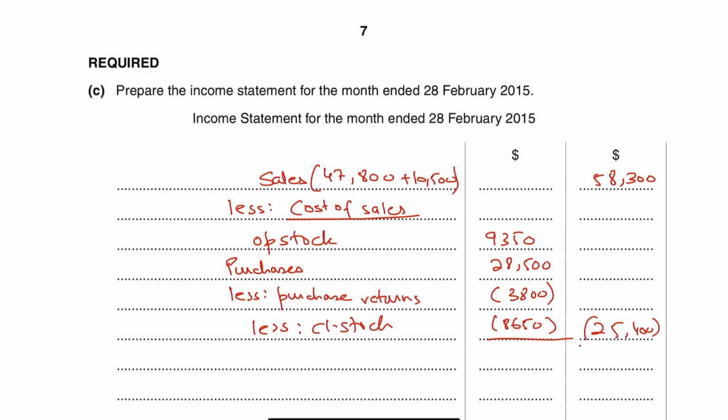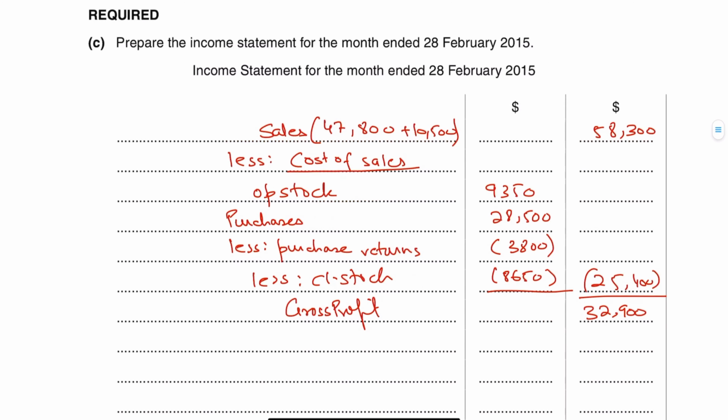25,400. Now when you deduct cost of sales from sales, you will get the gross profit. That is the profit that you have made on trading, that is entirely trading, the selling of the goods that were available for sale. You sold them, and the profit that is made is represented by the gross profit, and that is 32,900.